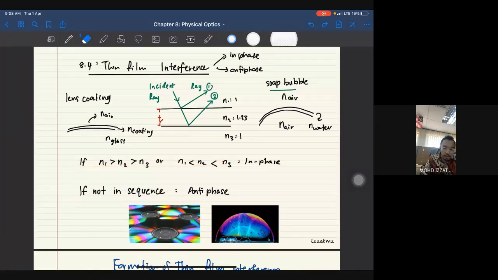Okay, contoh yang coating tadi. Let's say if you have a lens that made up by the glass, so 1.52, maybe the coating is 1.45, and then the air is 1. Okay, I want to ask you guys, is this in phase or anti-phase punya interference?